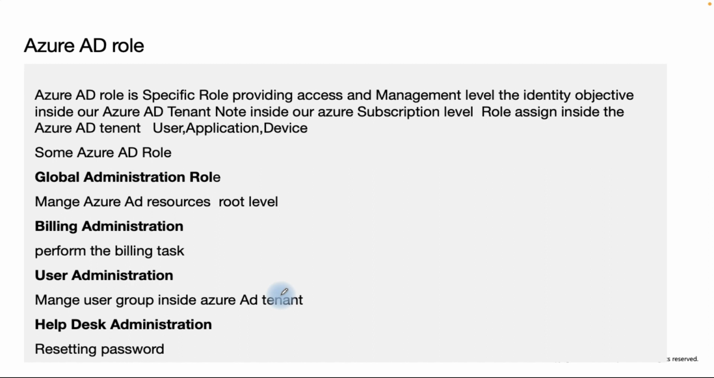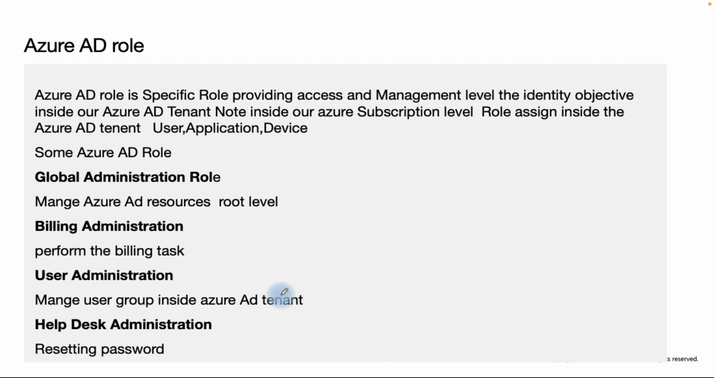So now you understand the Azure RBAC role. Next we will go for the Azure AD role. Azure AD roles are tenant-level roles. So what is an Azure AD role? A specific role provides access and management of identity objects inside our Azure AD tenant, not inside our Azure subscription, not at the subscription level. The role is assigned inside the Azure AD tenant at the user and application level. Azure AD is Azure Active Directory, so these are only tenant-level roles. It's not the Azure resource level. You can apply this only at the tenant level, like user or device level and application level access.